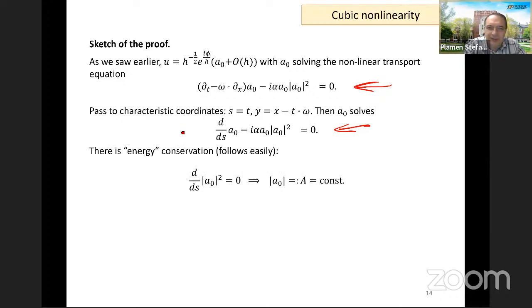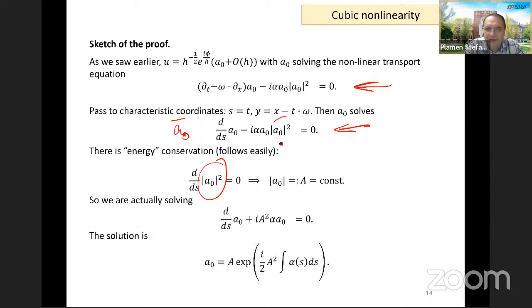Just multiply here by A0 bar, and then you can treat this as a derivative of a product or something of this sort. And then you see that that quantity is preserved under the solution. Now that's very simple, but very nice, because then this is a real constant, and then you're actually solving a linear equation. Really. So you can just solve it directly, and get that.